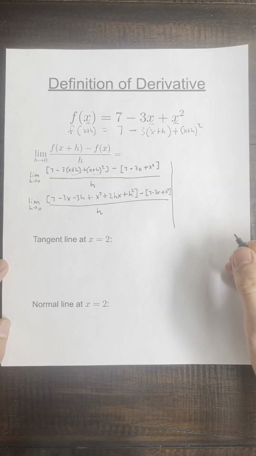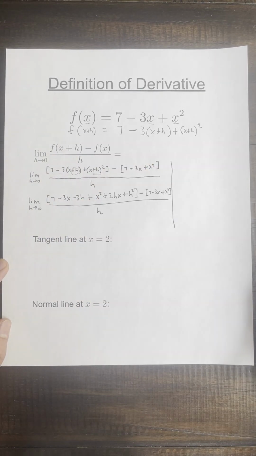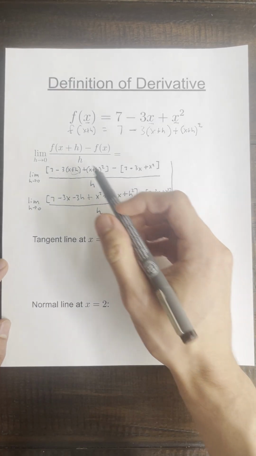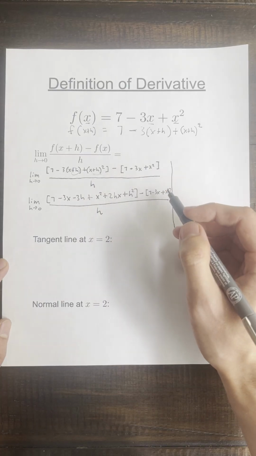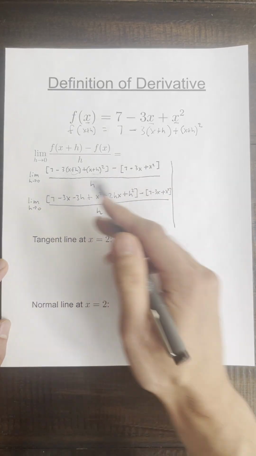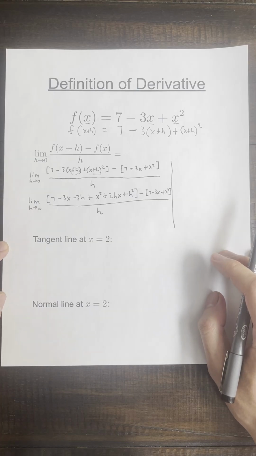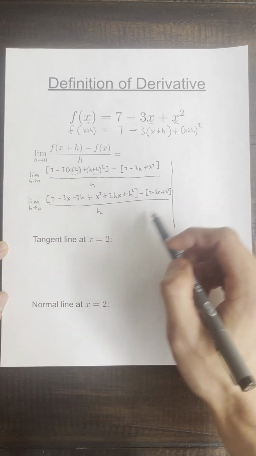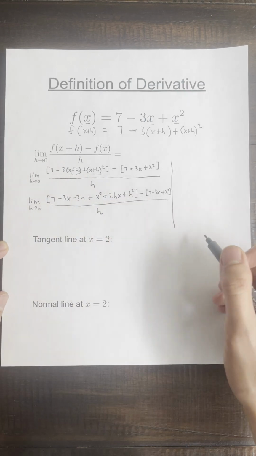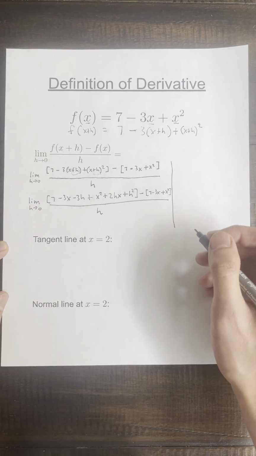Okay, so to summarize, what was the point of this step again? The purpose of this step was to plug in f of x plus h as well as f of x. What was the purpose of this step? It was to simplify this expression. The purpose of this step was to get rid of the parentheses. Okay, now we need to get rid of the brackets. So how do we do that?